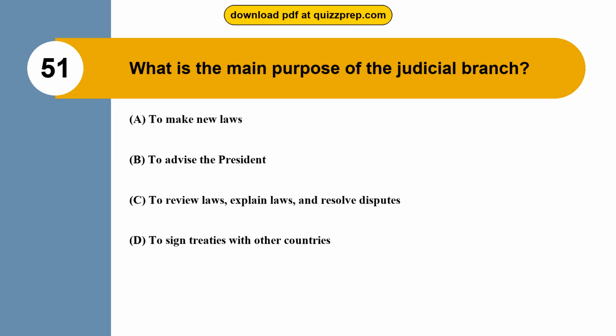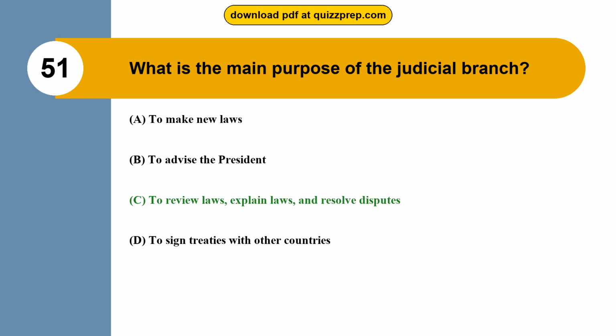Question 51. What is the main purpose of the judicial branch? Option A, to make new laws. Option B, to advise the president. Option C, to review laws, explain laws, and resolve disputes. Option D, to sign treaties with other countries.